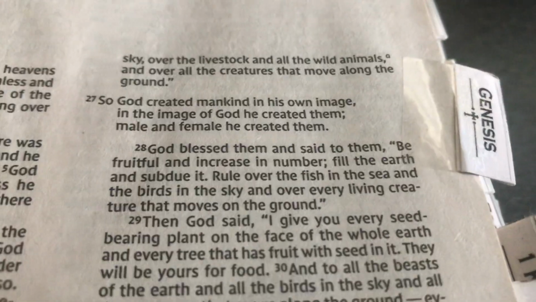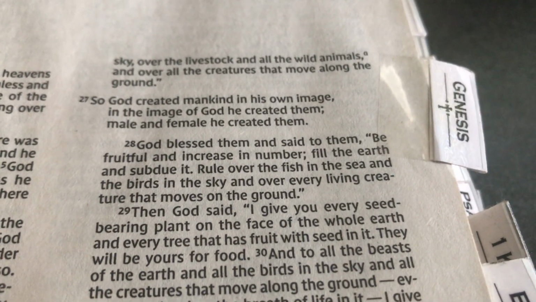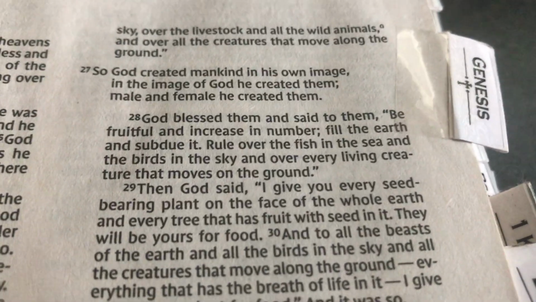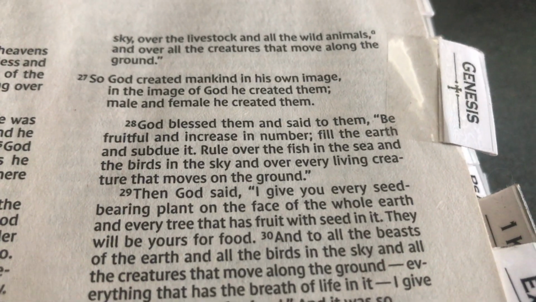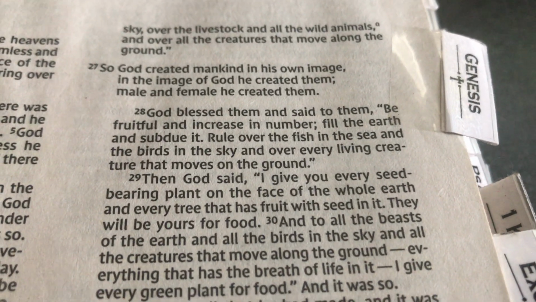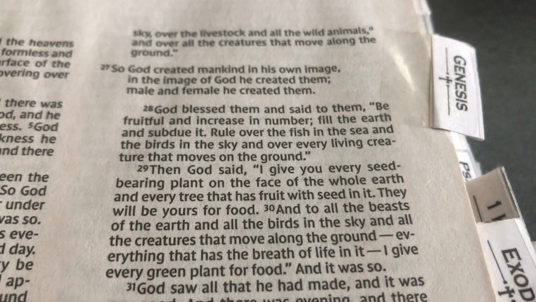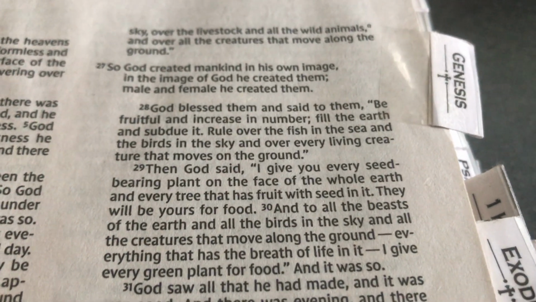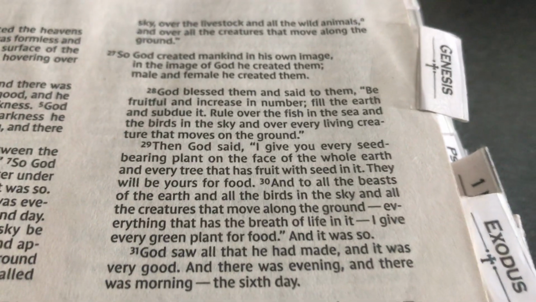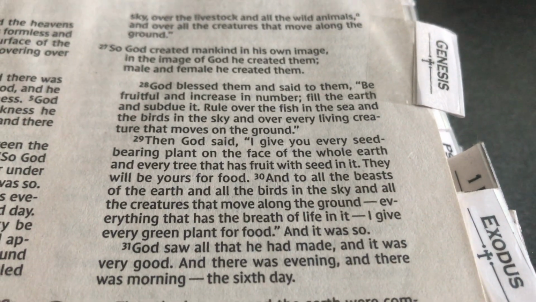So God created mankind in his own image. In the image of God, God created them, male and female, he created them. God blessed them and said to them, "Be fruitful and increase in number, fill the earth and subdue it, rule over the fish in the sea and the birds in the sky, and over every living creature that moves on the ground."